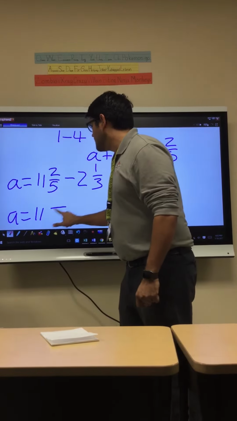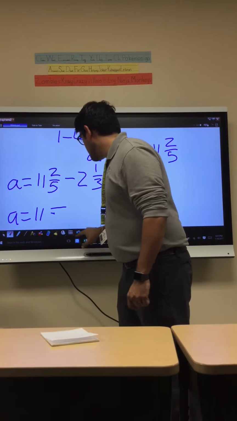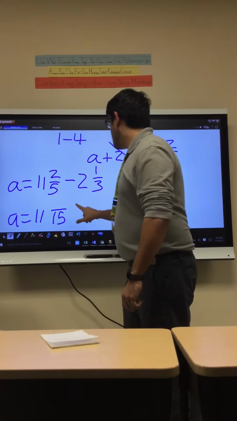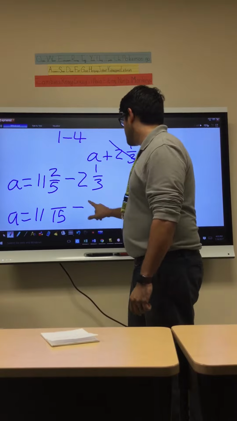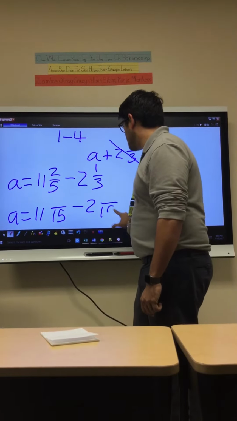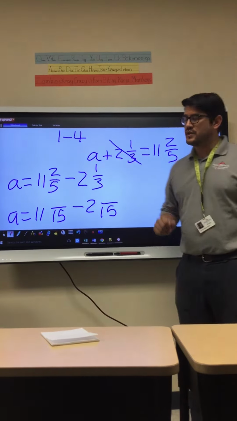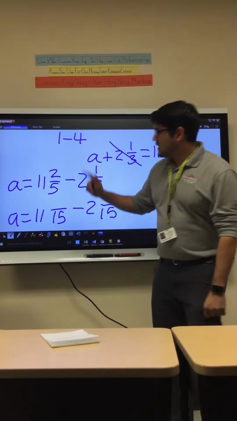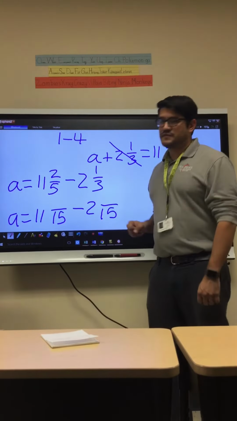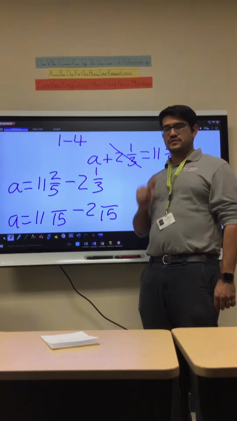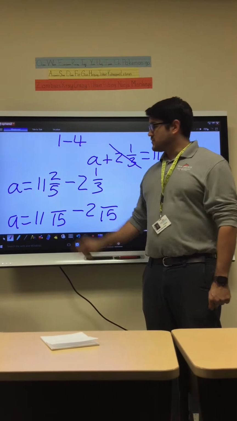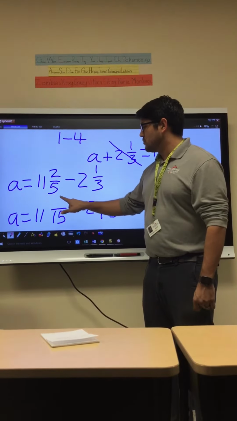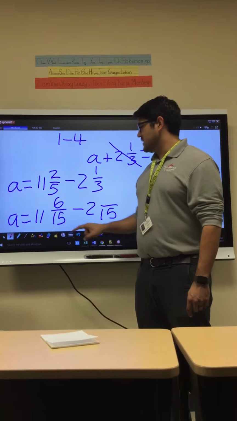So 11 and 2 over 15 right here, and then minus 2 and 1 over 15 down here. If you notice, I haven't done the numerator yet. We're going to do them right now. We ask ourselves, how did the 5 turn into 15 only using multiplication or division? We multiplied by 3. So what are we going to do to the numerator? We're going to also multiply by 3. So it's going to be 6.